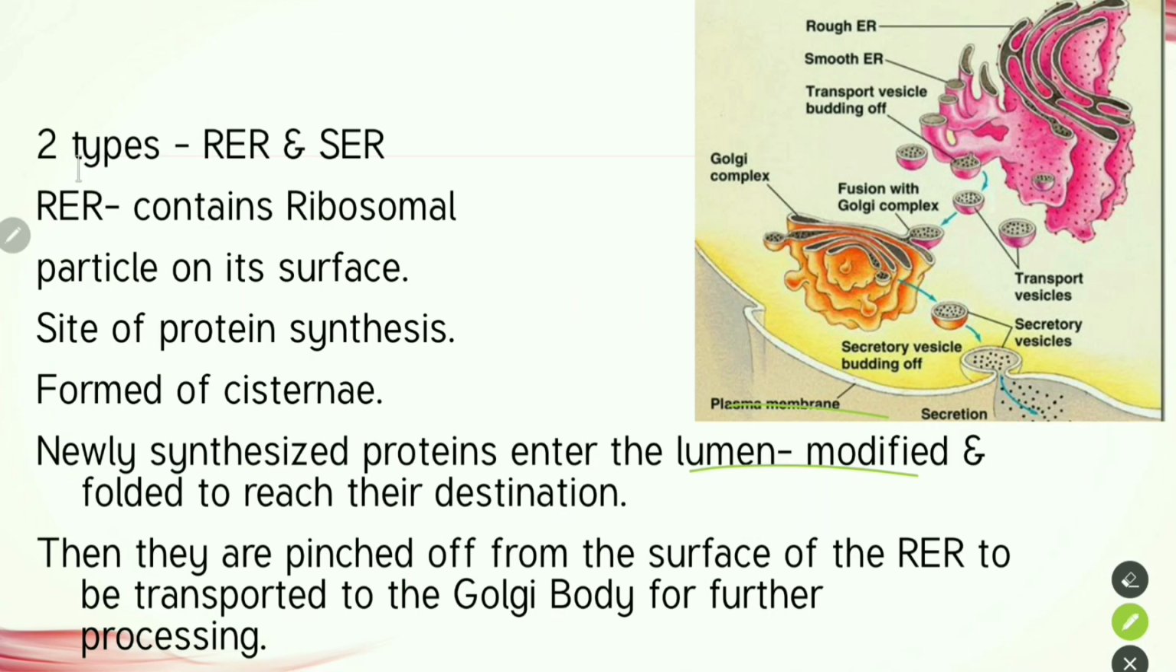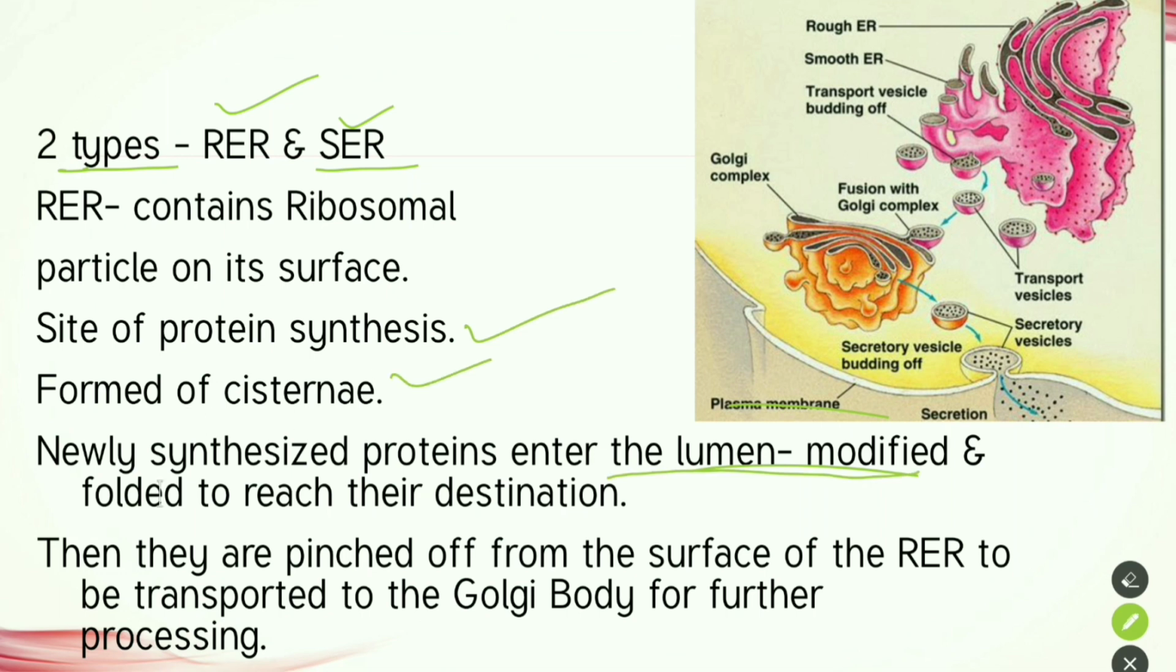There are two types of endoplasmic reticulum. One is called RER, rough endoplasmic reticulum, and the other SER, that is smooth endoplasmic reticulum. Now, RER contains ribosomal particles on its surface. It is a site of protein synthesis. It is formed of cisternae.